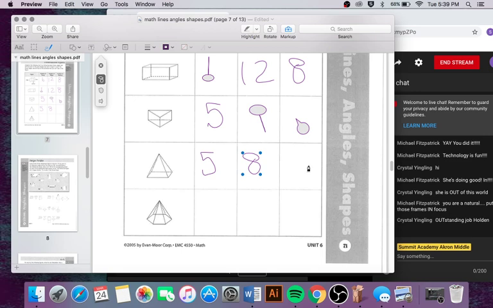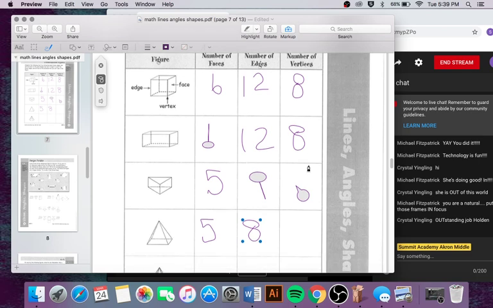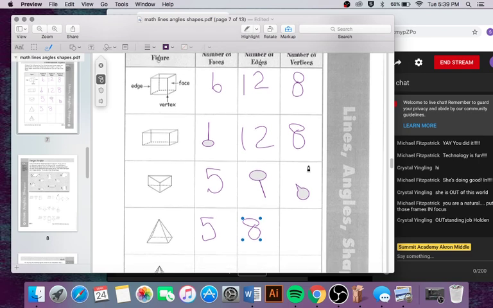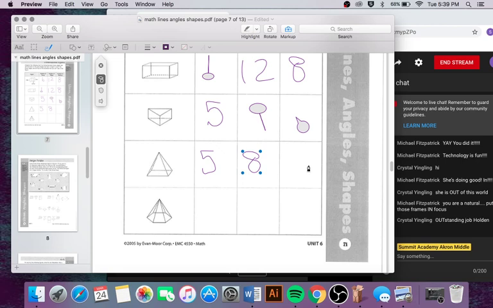Thank you, Mr. Fitz and Mrs. Yingling. Mr. Fitz came to my rescue today to help me figure out how to do this.